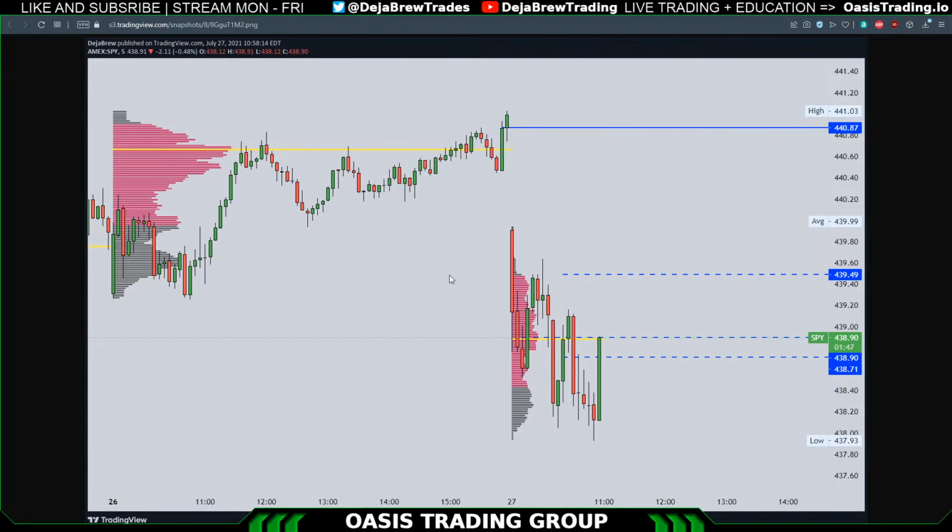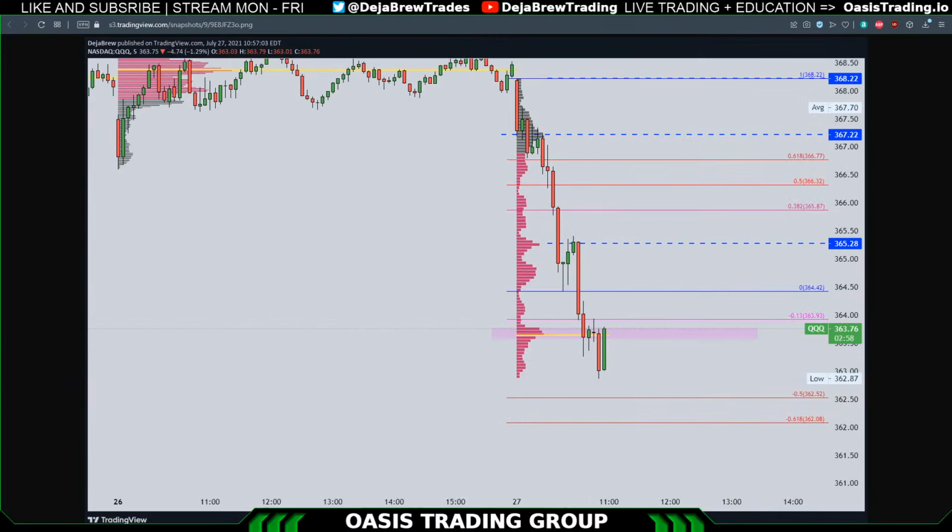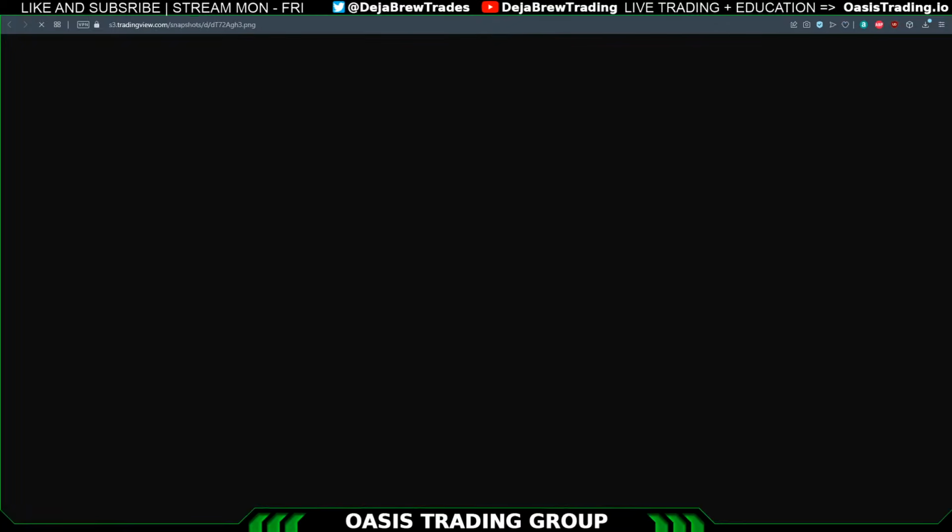Going back to another thing that we talked about yesterday was the single prints, right? So look at the single prints there. That shows you that there's pretty strong support there. You came down to test that level, and it bounced right off of it without filling it in at all. Okay? So that's very bullish. Let me go back to Qs here. Actually, let's stay on SPY for a second.